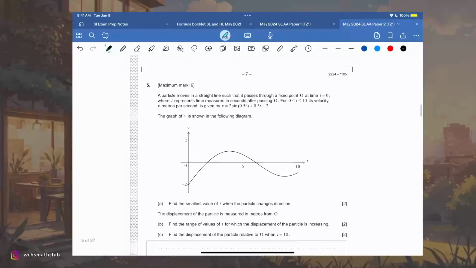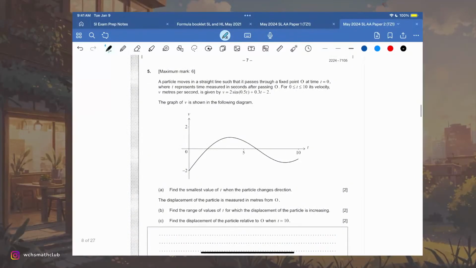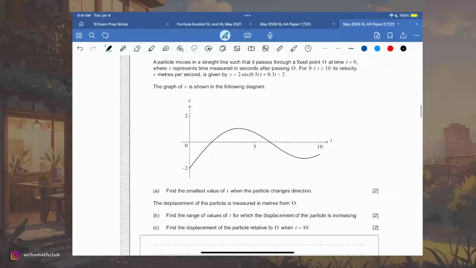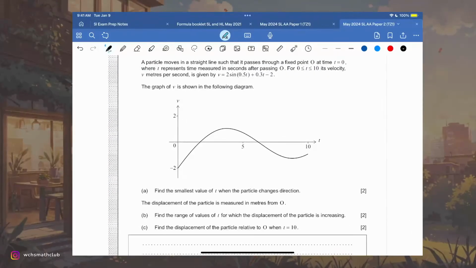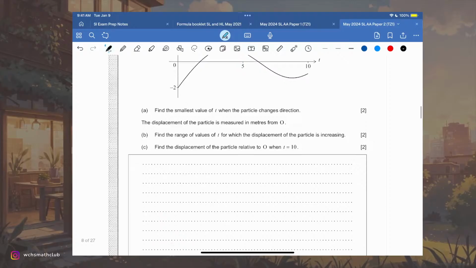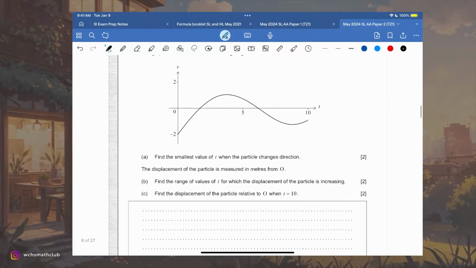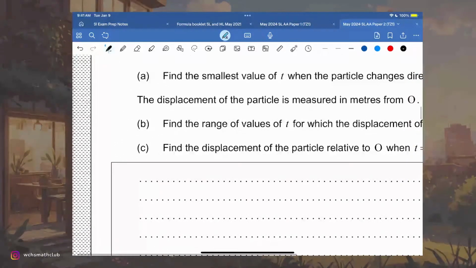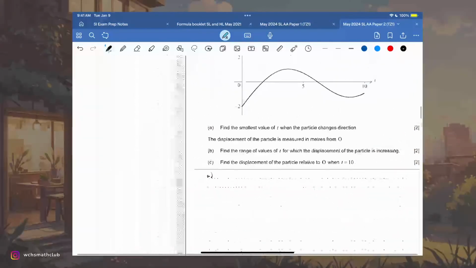So we have this particle and its velocity is modeled by 2 sine 0.5 t plus 0.3 t minus 2, and the domain is from 0 seconds to 10 seconds. First off, for part A, it tells us to find the smallest value of t when the particle changes direction. So I'm just going to do this really quickly.